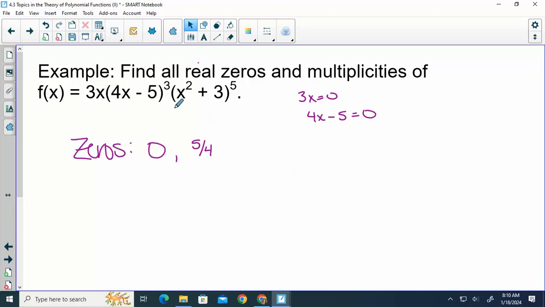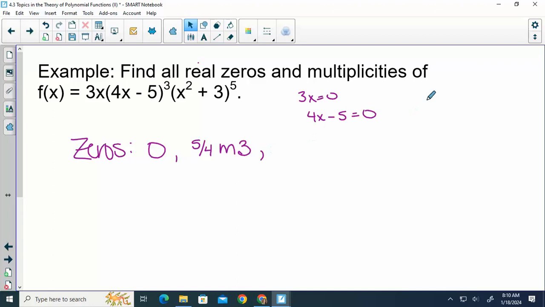Okay. Now that one was cubed. So what does that mean? Oh, it's a cube. It had a third power. Multiplicity 3. So the multiplicity is 3. In other words, that's kind of like saying 5/4 would work as a 0 3 different times. Because we know if something's to the third power, you could write that parenthesis 3 times.